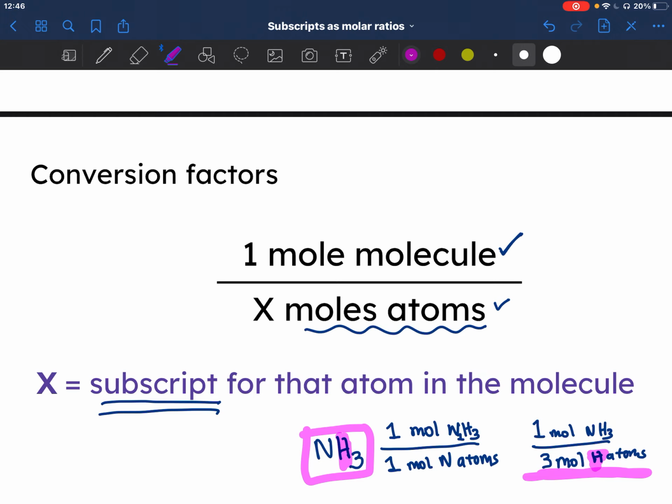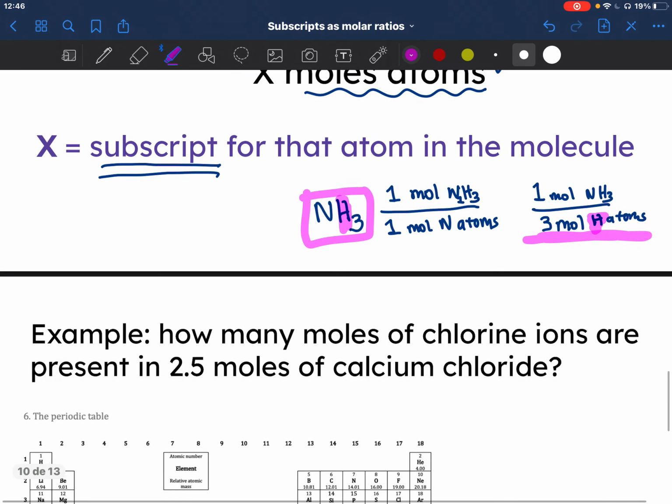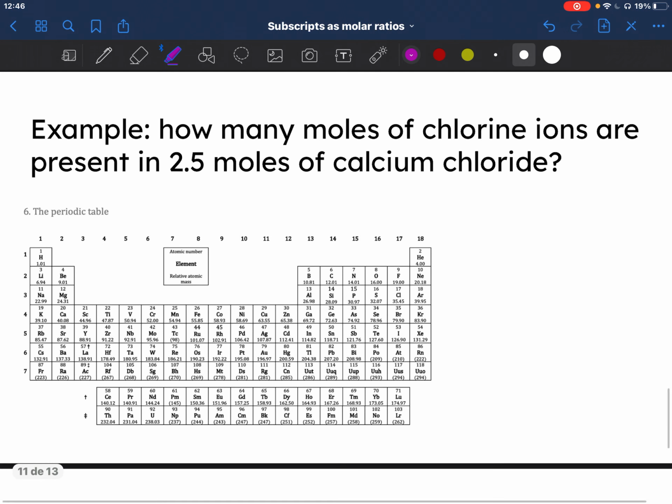This is another point to pause. Make sure you're understanding. If you're not, that is okay. Rewind, go back, take notes, ask questions. Make sure you're understanding at this point. All right, we're going to move on to an example.